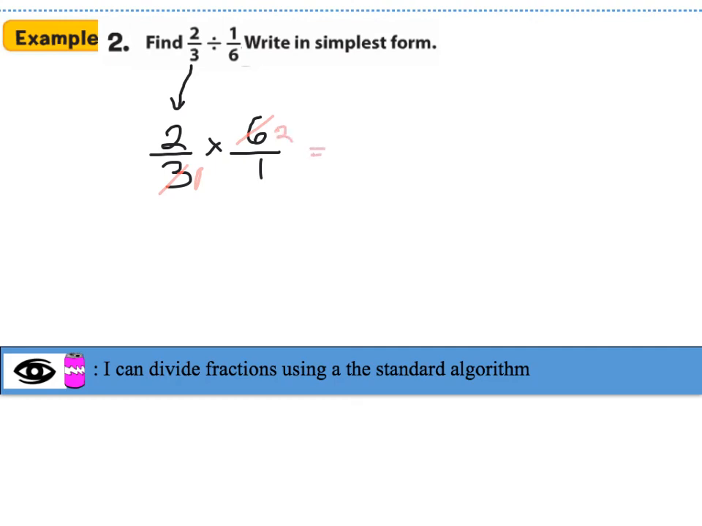So now I made my life a little bit easier. I can multiply these smaller numbers. On the numerator, 2 times 2 is 4, and on the denominator, 1 times 1 is 1. So my final answer is 4/1, or 4.